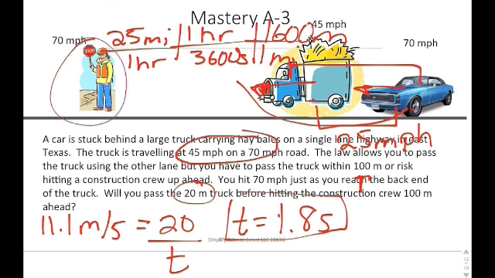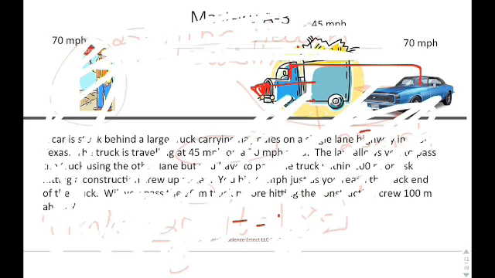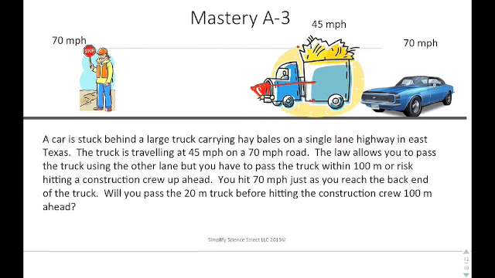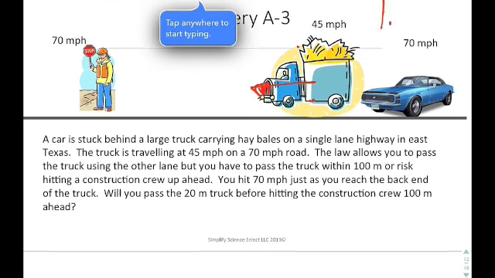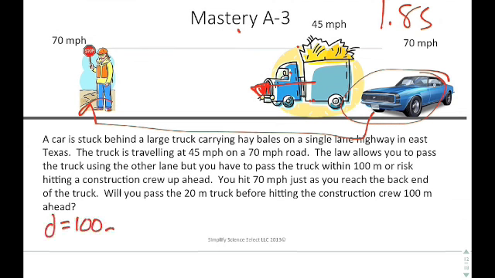Okay, so I'm going to go ahead and erase this and clear up a little space. And we have 1.8 seconds. That's our target goal time. Okay, so now if we look at it just in terms of the car and the construction crew, it has a distance of 100 meters. And once again, the car is traveling at a constant velocity. But relative to the construction crew, the car is not traveling at the 25 miles per hour we looked at earlier. It's traveling at a constant 70 miles per hour.